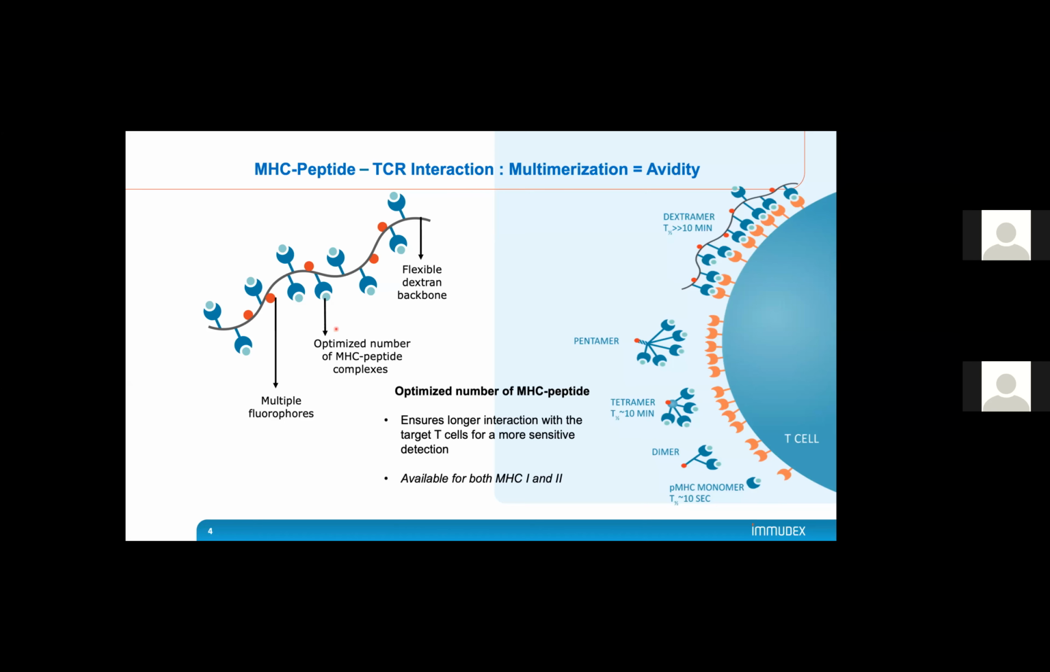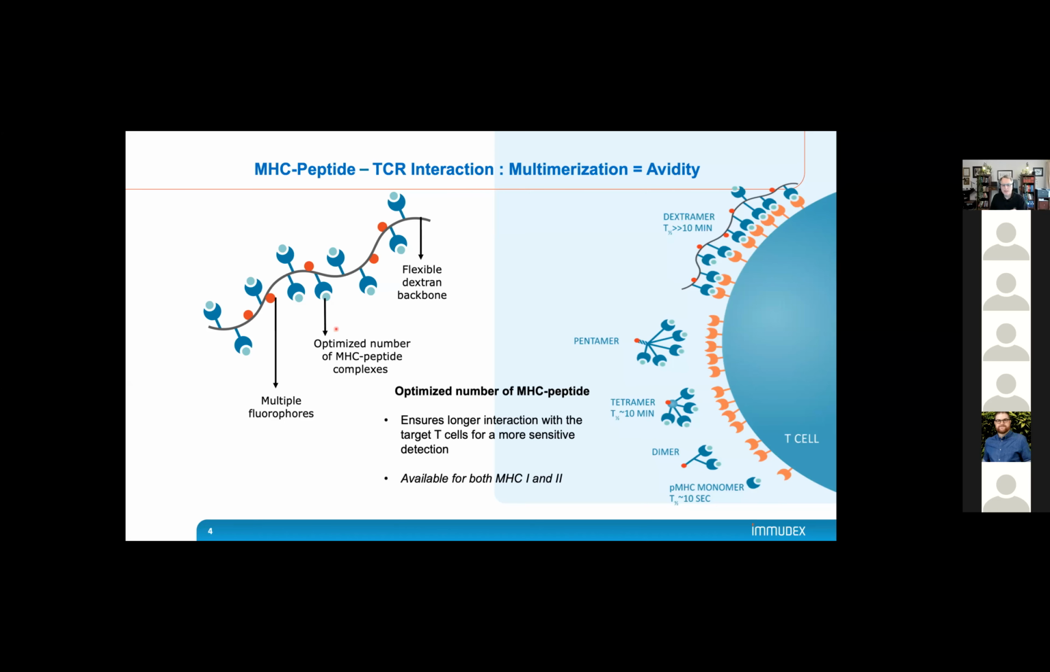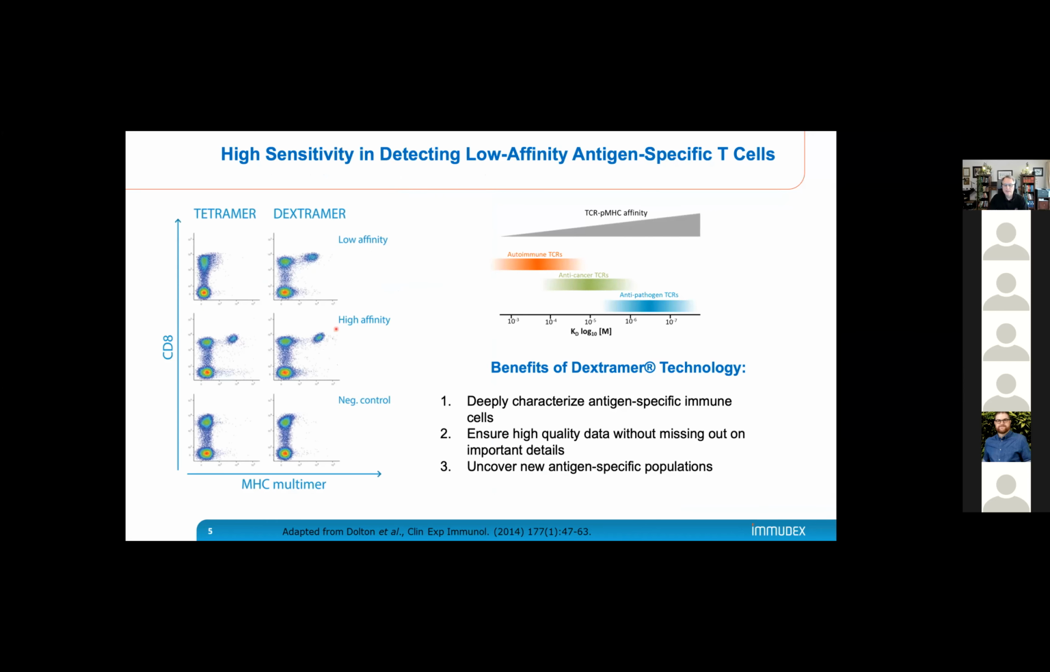So again, just an optimized number of MHC peptide pairs is going to give us a longer interaction with the target T cells. And just to be clear, this is available for both class 1 and class 2 MHC off-the-shelf reagents to find CD8 and CD4 T cells, respectively.